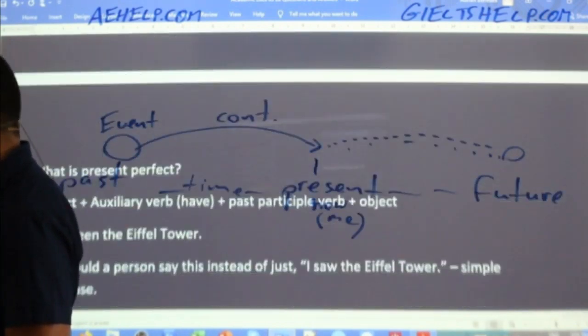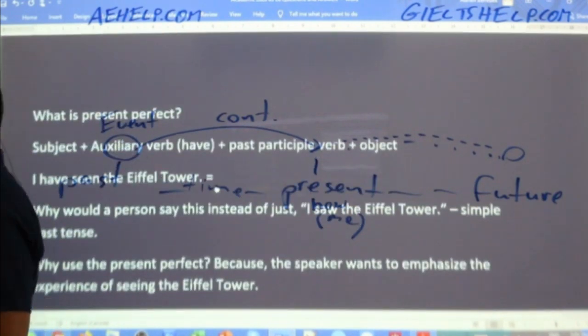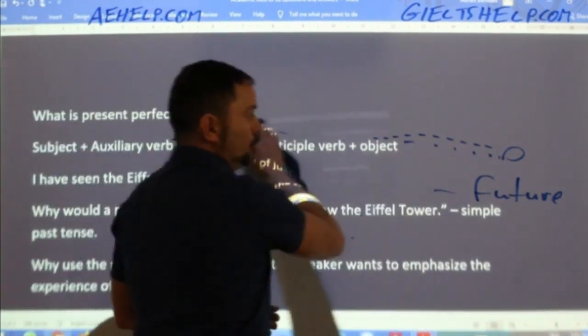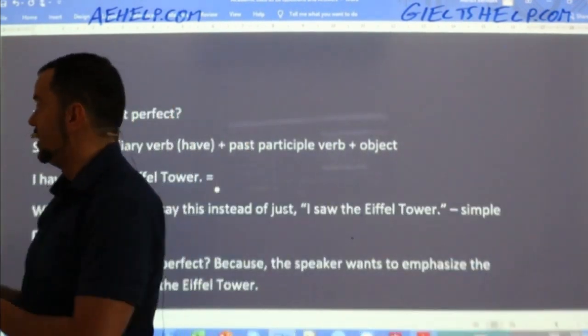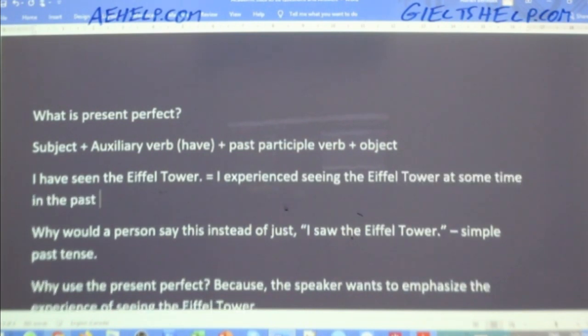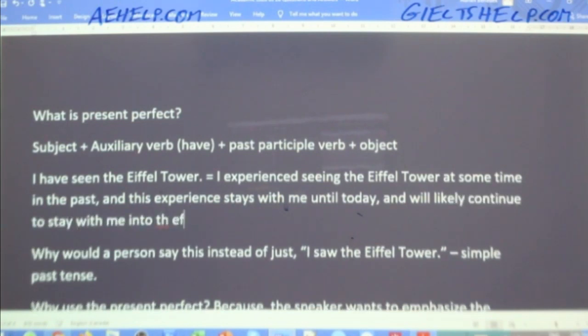So this sentence here, I have seen the Eiffel Tower, especially for a native speaker, but of course every high-level English speaker that feels this grammar, will conclude the following information automatically when they hear it, which is, okay, so I experienced seeing the Eiffel Tower at some time in the past, and this experience stays with me until today and will likely continue to stay with me into the future.